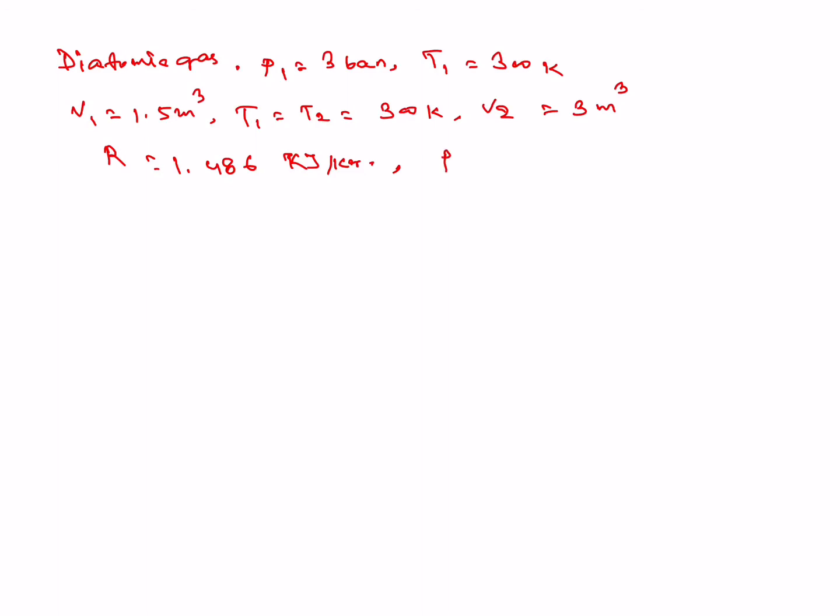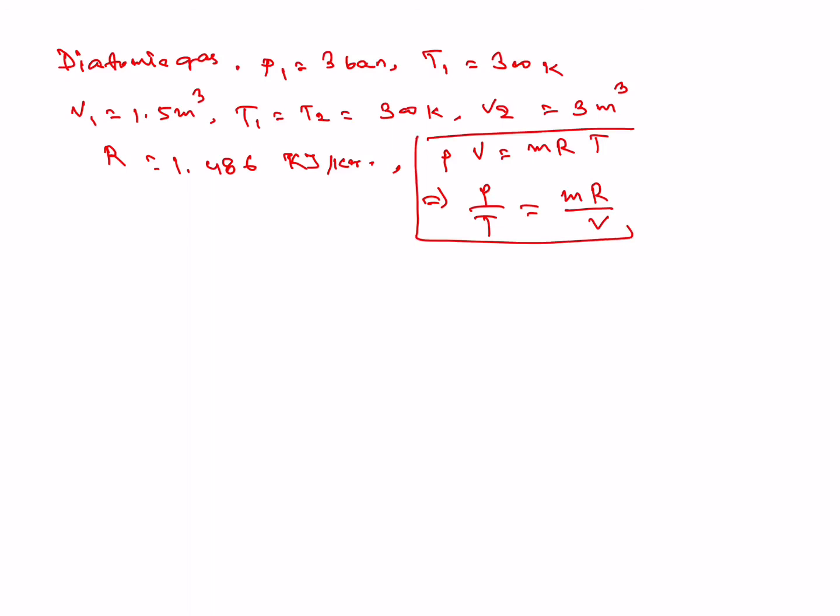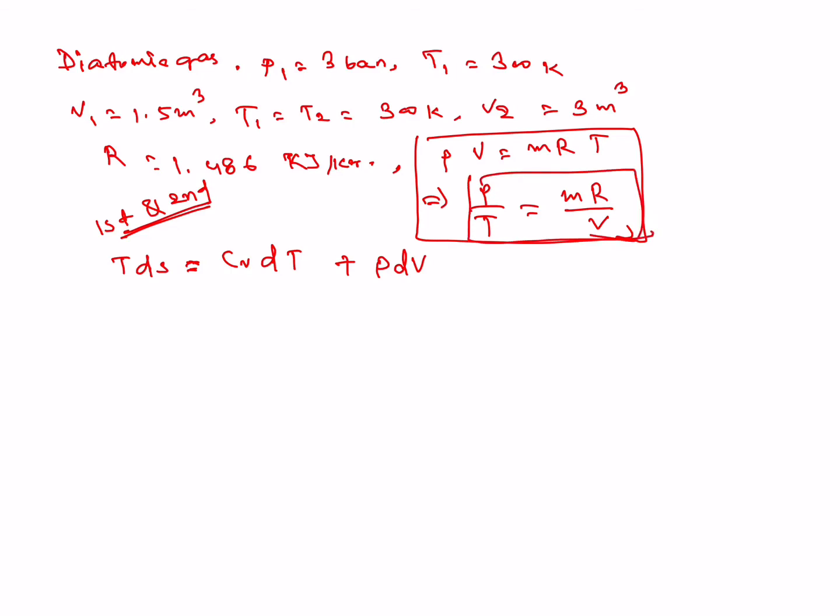Ideal gas equation, PV equal to mRT, from here P by T equal to mR by V. This one you have to use, combining the first law of thermodynamics and second law of thermodynamics. The TdS relation you will get. TdS equal to mCv dT, or Cv dT for unit mass, Cv dT plus PdV. This one we have to use.